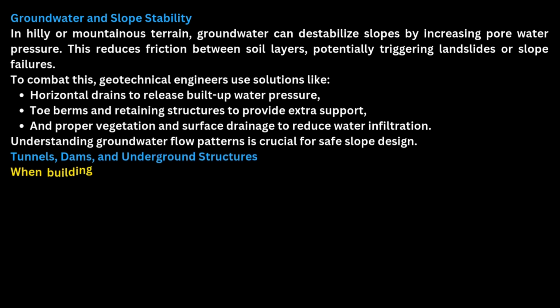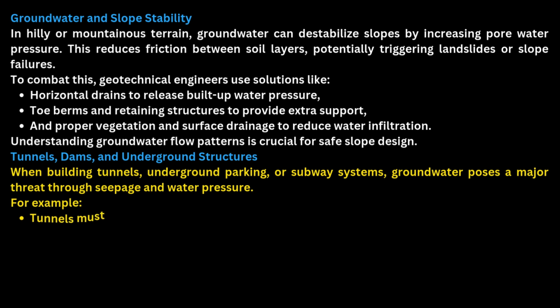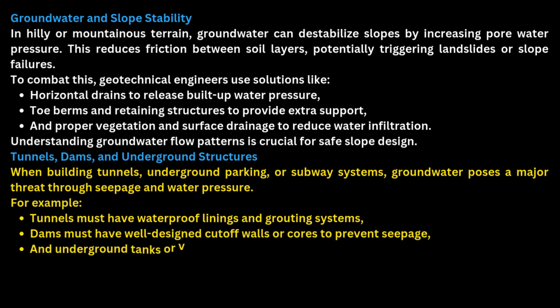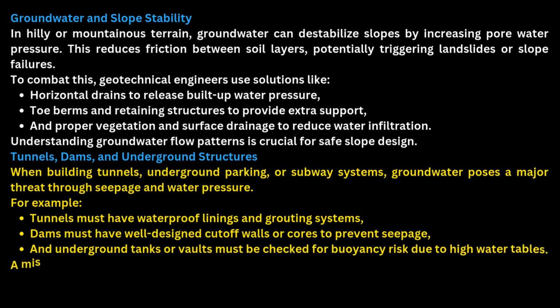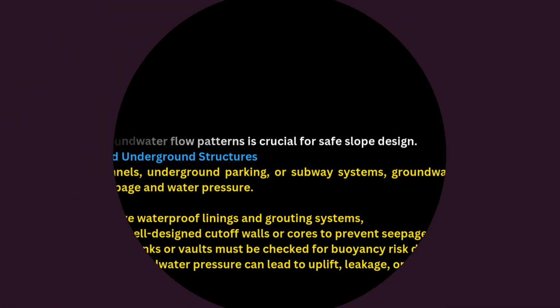Tunnels, dams, and underground structures. When building tunnels, underground parking, or subway systems, groundwater poses a major threat through seepage and water pressure. For example, tunnels must have waterproof linings and grouting systems. Dams must have well-designed cutoff walls or cores to prevent seepage. And underground tanks or vaults must be checked for buoyancy risk due to high water tables. A miscalculation in groundwater pressure can lead to uplift, leakage, or structural damage.